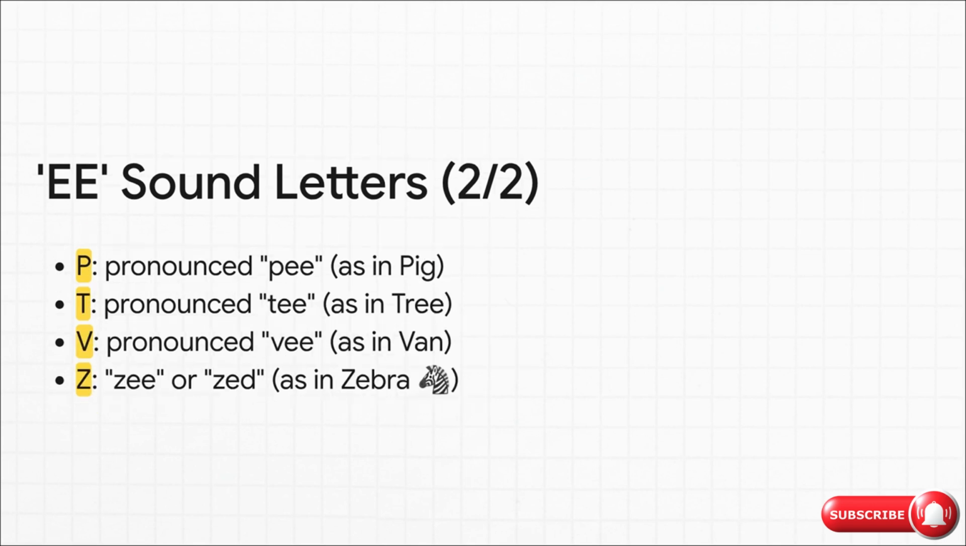And here's the rest of them. P is P, T is T, and V is V. And finally, we have Z. Now, this one's interesting because it actually has two common pronunciations. In American English, it's Z, but in British English, it's Z. And you know what? Both are totally correct.